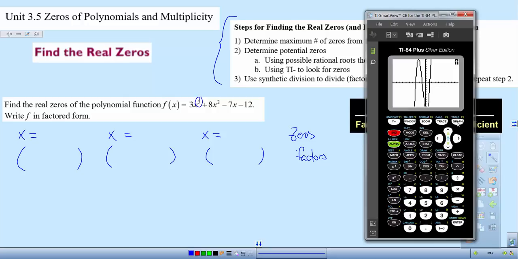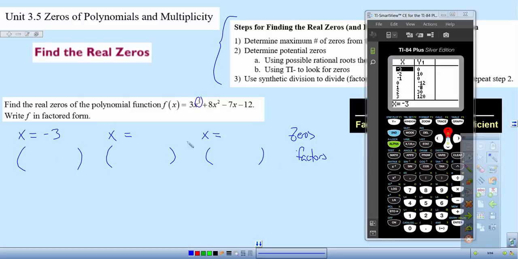So now we go second graph. Sure enough, we have x equals -3 and x equals -1. Then it looks like it happens somewhere between 1 and 2, but it's not exactly 1 or 2, so we leave that one blank. Based upon this, we can go backwards. We realize that our factor would be x plus 3, and our factor would be x plus 1.